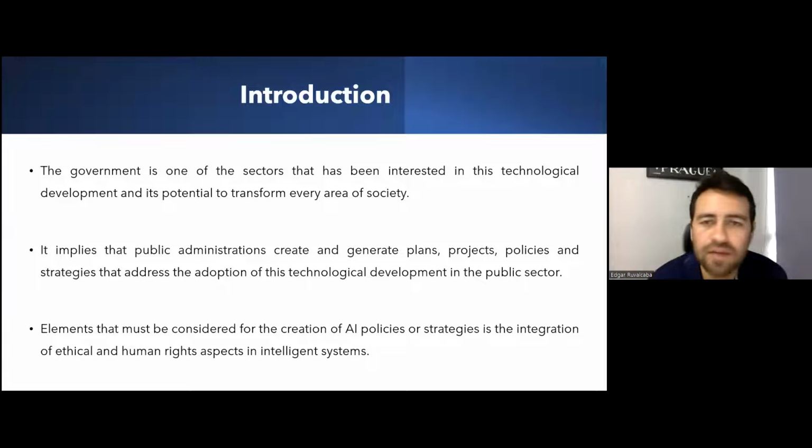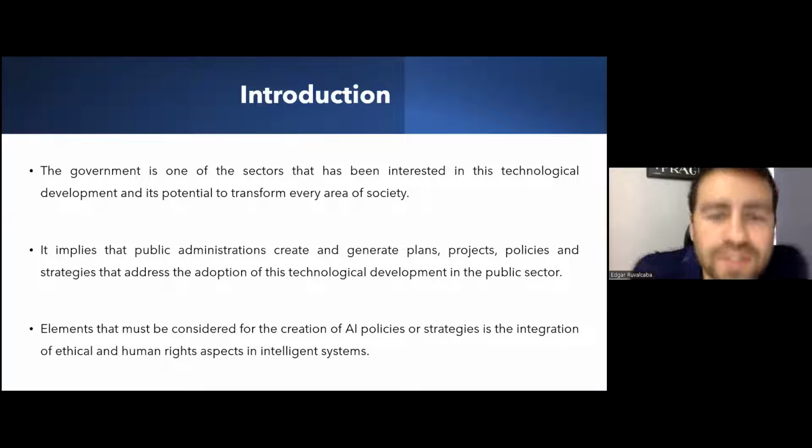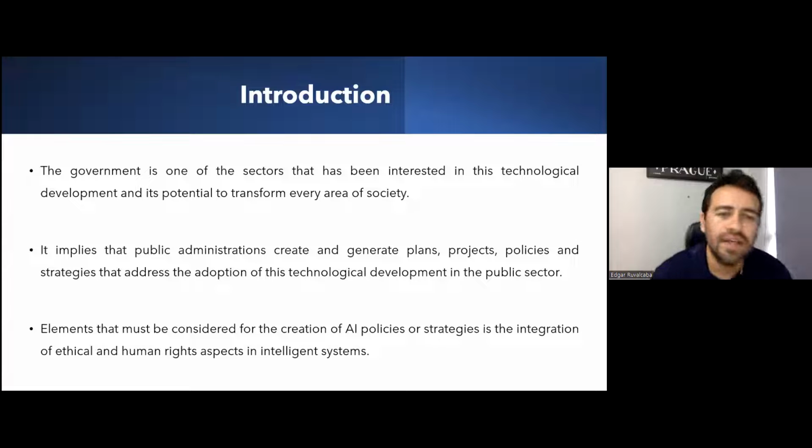As part of the introduction, because my colleague Victor will also continue the presentation, I can highlight some important issues. In general, we can say that artificial intelligence is a very important issue right now. Artificial intelligence has the potential to change a lot of things. In this way, we can see that the public sector, the government, is very interested in this topic.